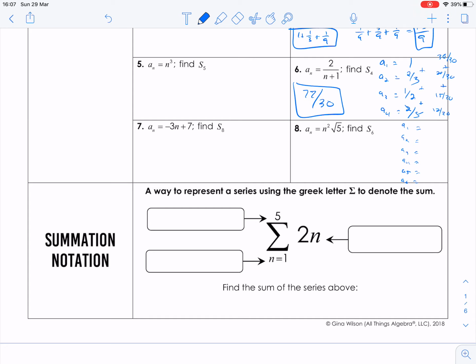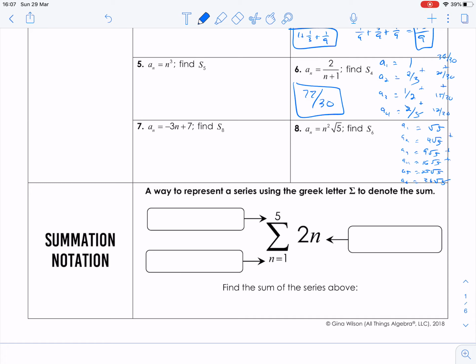A of 1 is going to be square root of 5. A of 2 is going to be 4 square roots of 5. A of 3, 9 square roots of 5. 16 square roots of 5. 25 square roots of 5. And 36 square roots of 5.